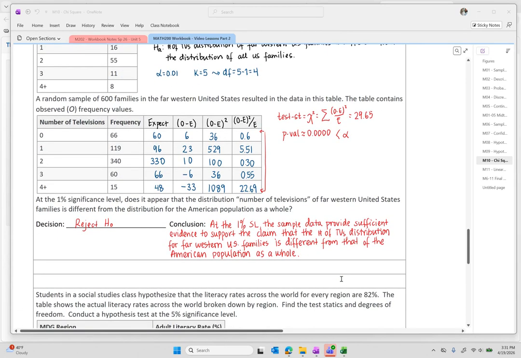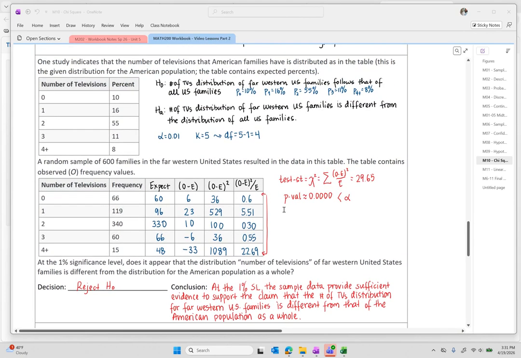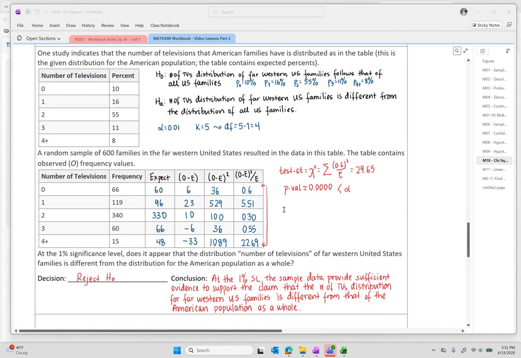So remember again, in your decision, you want to either reject the null or fail to reject the null, and in your conclusion, you want to support the alternative or fail to support the alternative hypothesis. Again, without technology, this is not possible to happen. So we want to use technology to do all of these calculations. We really do not want to do them by hand.